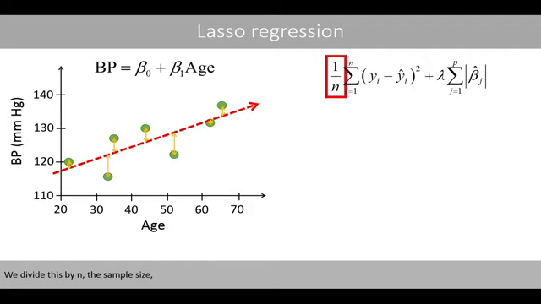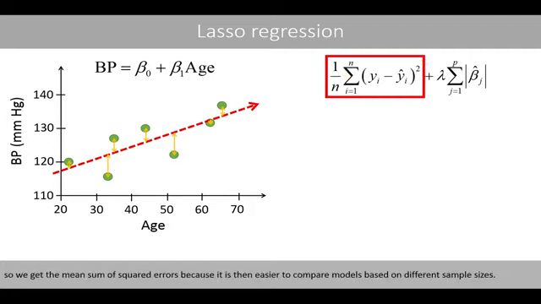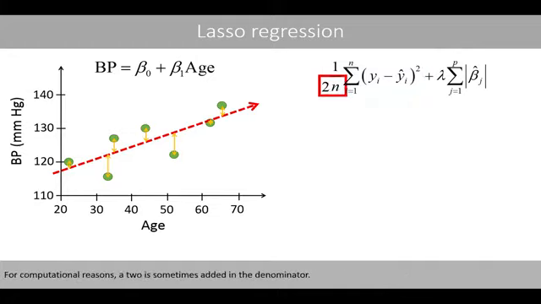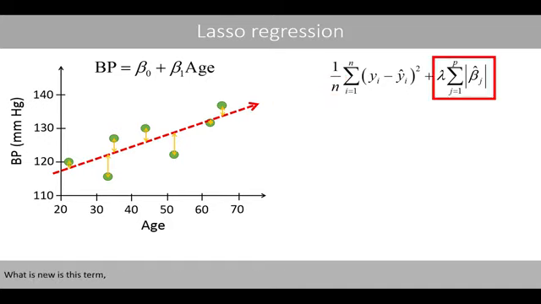We divide this by n, the sample size. So we get the mean sum of squared errors, because it is then easier to compare models based on different sample sizes. For computational reasons, a 2 is sometimes added in the denominator.